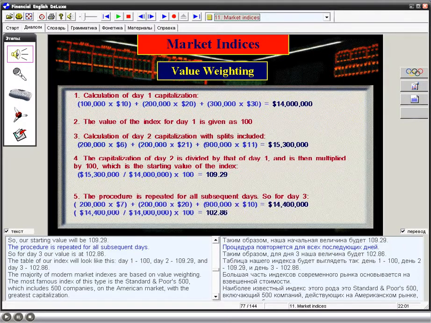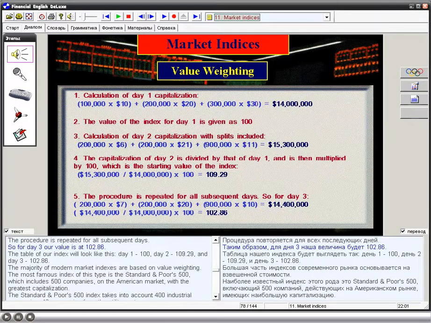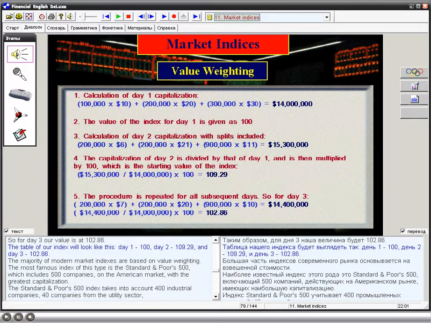The procedure is repeated for all subsequent days. So for day 3, our value is at 102.86. The table of our index will look like this. Day 1, 100. Day 2, 109.29. And day 3, 102.86.